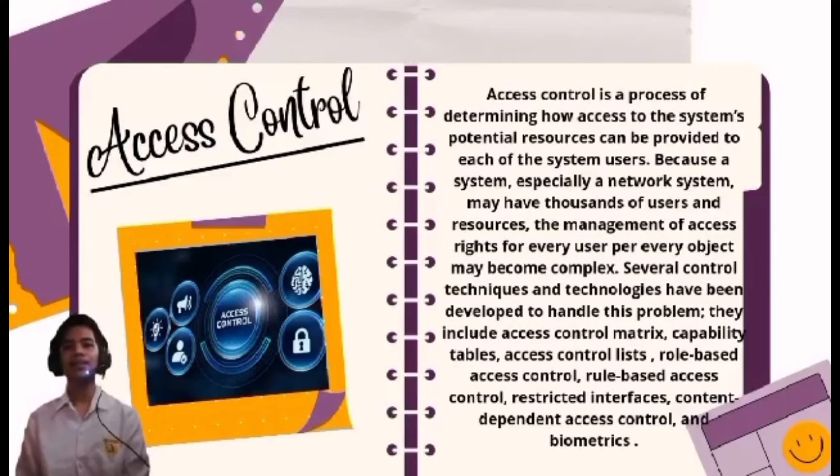They include the access control matrix, capability tables, access control list, rule-based access control, restricted interface, content-independent access control, and biometrics. Access control describes locks and keys because it is controlling access to a room. Of course, access systems have evolved and are now computer-based. Access control is largely used on exterior doors and is scalable to support information.